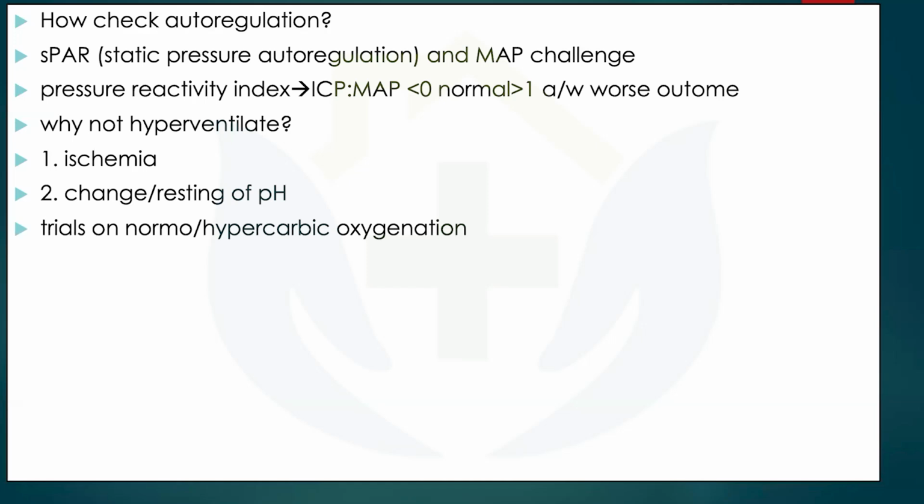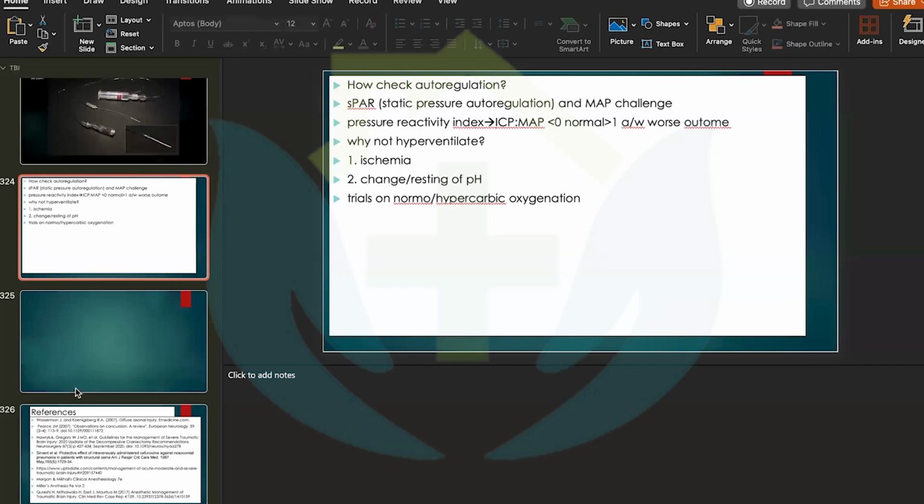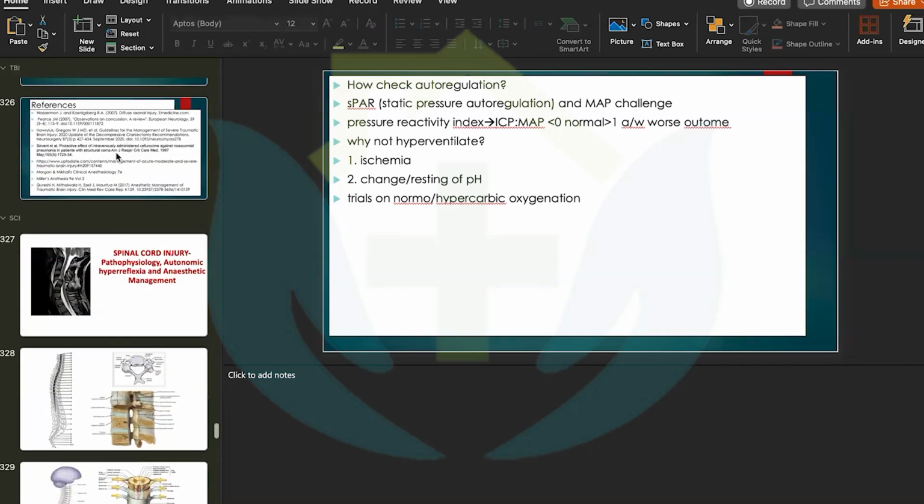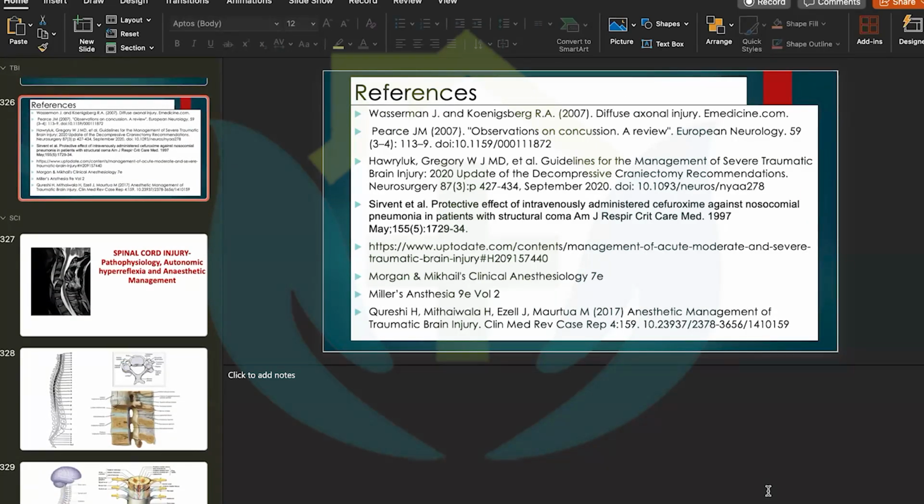So ICP monitoring: invasive and non-invasive. Invasive are the EVD and the cerebral catheters, subdural catheters. Non-invasive are the TCDs and the optic nerve sheath diameters. That's it for the Brain Trauma Foundation guidelines, I mean the traumatic brain injury.